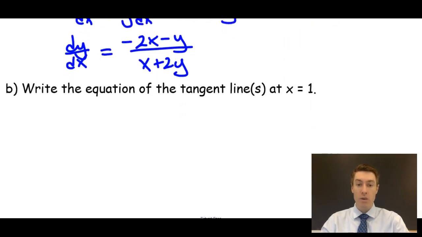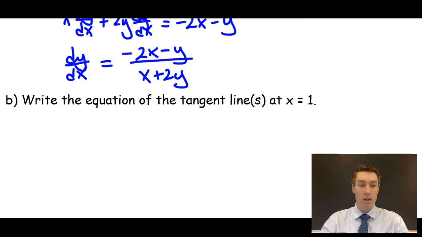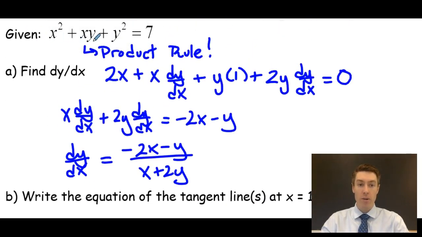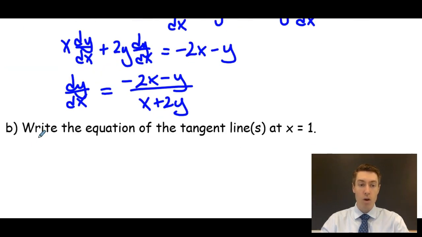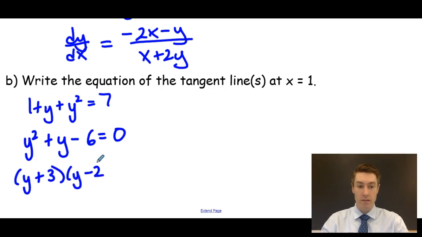Write the equation of the tangent lines at x equals 1. Okay, so what are the two things we need to write the equation of a tangent line? We need a point and we need a slope. So let's start with the point. We'll go into the original and plug x equals 1 in. So we get 1 plus y squared equals 7. Rearranging that a little bit, y squared plus y minus 6 equals 0. So y plus 3, y minus 2 equals 0. y equals negative 3, y equals 2.